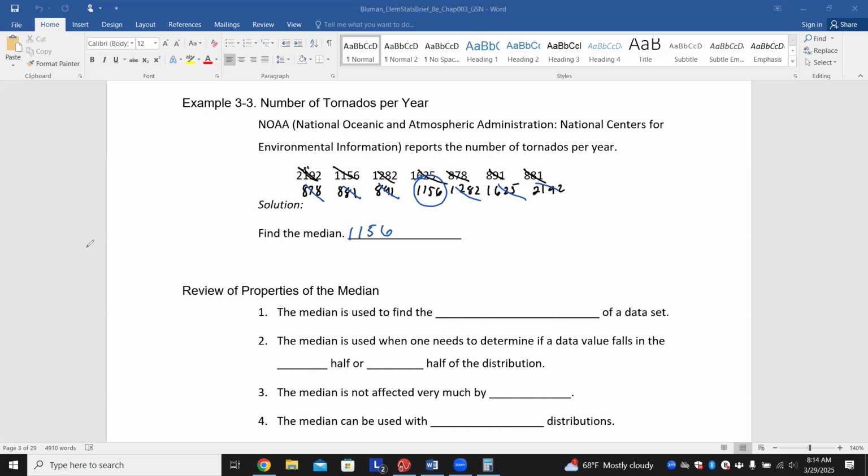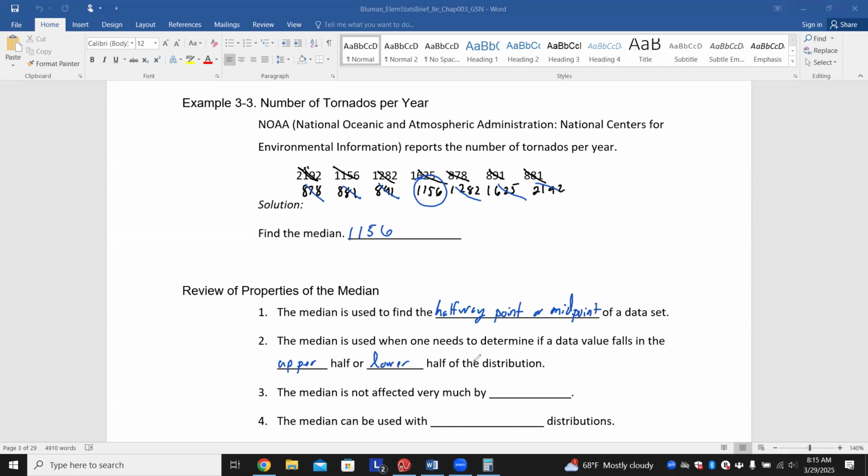So let's review real quick about medians so far. The median is used to find the halfway point or midpoint of a data set. The median is used when one needs to determine if a data value falls in the upper half or the lower half of the distribution.